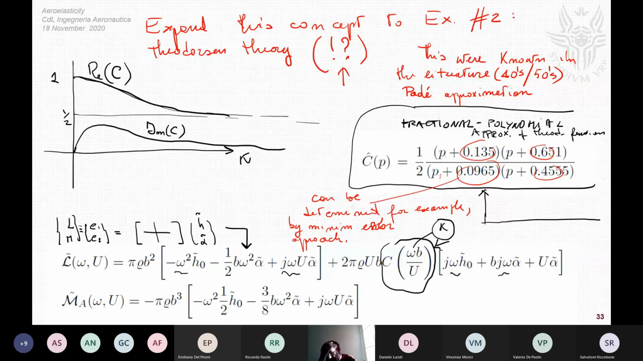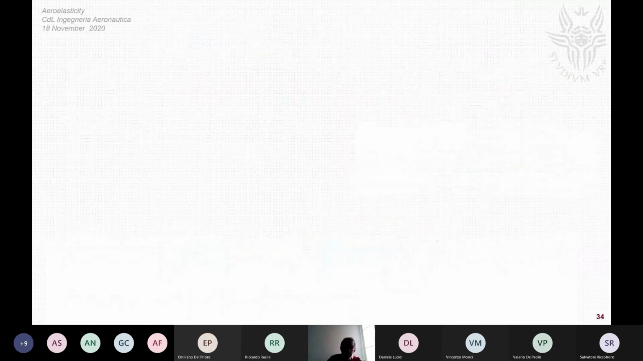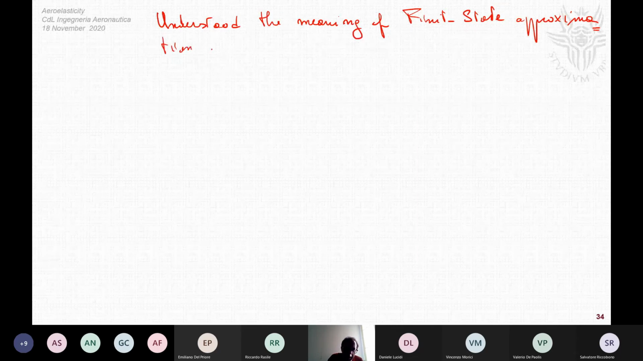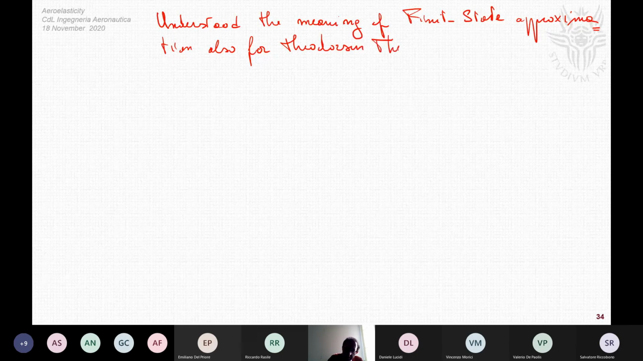Okay, and now you have understood the meaning of finite state approximation, also for Theodorsen theory. I mean 2D analytic theory.